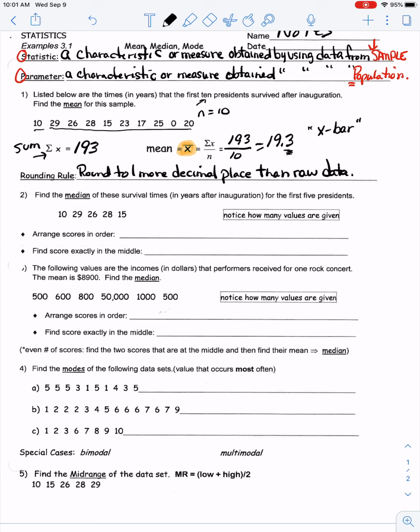All right, next up would be median. Okay, median I always think of as middle, median and middle. All right, so first you always have to, and don't forget this because it'll mess up your calculation, you want to arrange your scores in order. Always, always, always. Scores in order has to happen first. So in doing that, you'd have a 10, a 15, a 26, a 28, and a 29.